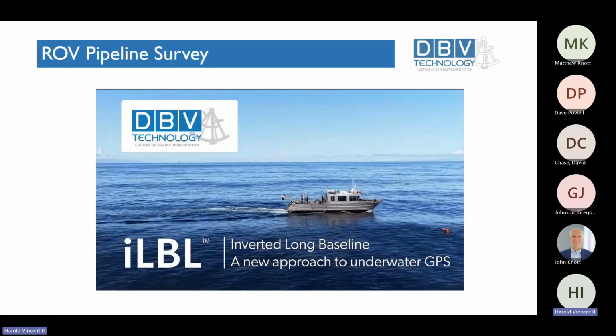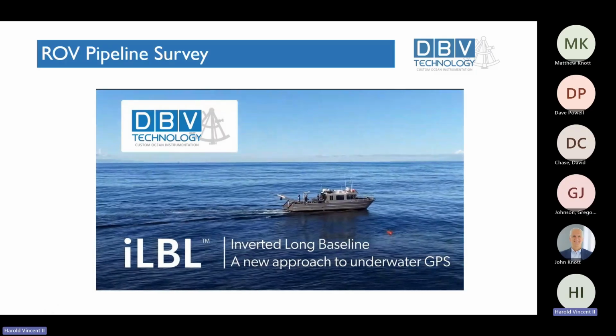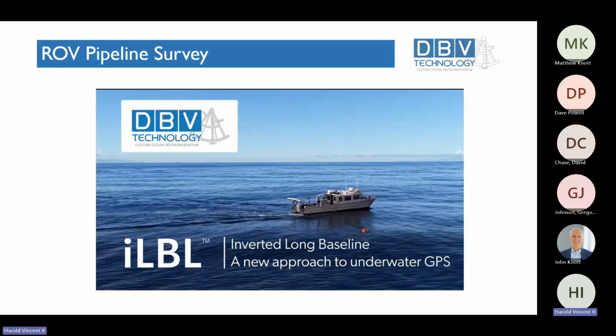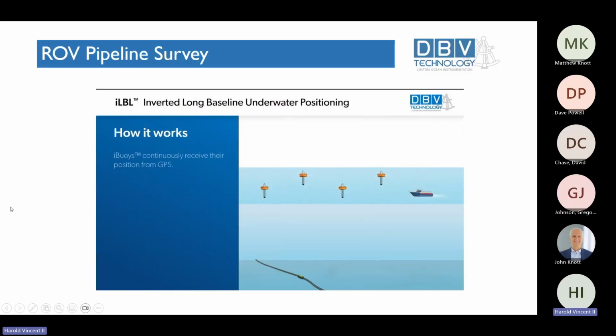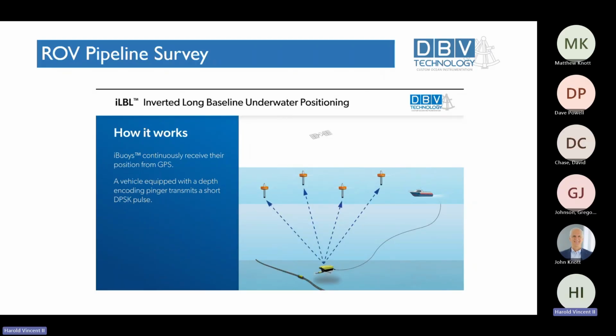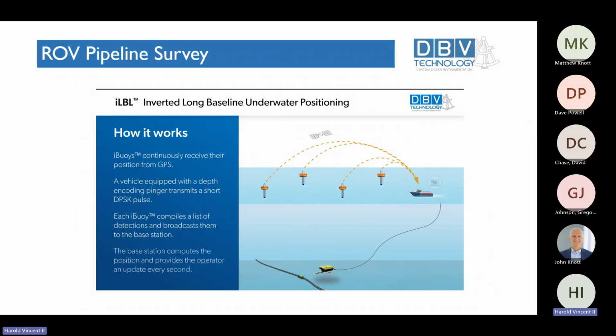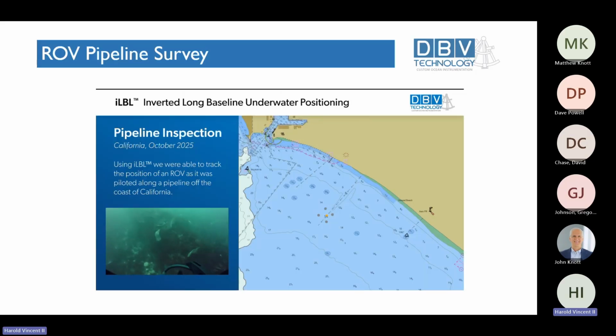And in this situation, instead of the pinger transmitting to sensors on the seafloor, they'll be transmitting to buoys carrying hydrophones, and those buoys are getting their GPS position. And then the underwater vehicle, such as an ROV, transmits an acoustic signal received on those hydrophones, detected and sent back to the surface platform that is controlling the ROV. And that is happening continuously. And by doing that, you're able to get a position of the ROV.